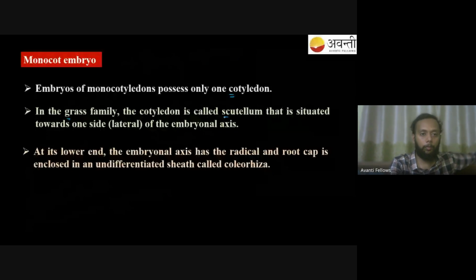Now let's have a look. अब जो बोला मैंने आपको ये यहाँ पे लिखा हुआ है. Embryos of monocotyledon possess only one cotyledon, right? In a grass family, the cotyledon is called the scutellum. That is situated towards one side, on the lateral side of the embryonal axis. वो आपको वहाँ पे दिख रहा था.